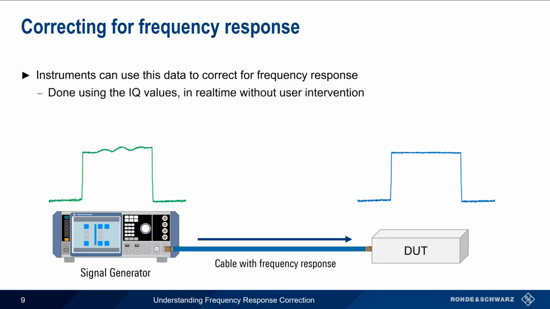Note that this correction is done at the IQ or baseband level and can be done in real time, without any additional user intervention or adjustment. Compared to manual adjustments or post-processing methods, this automatic, real-time frequency response correction provides greater ease of use and reduces the probability of user error.